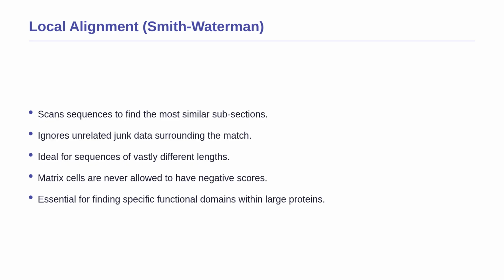But what if we are looking for a tiny needle in a massive haystack? Suppose you want to find one specific paragraph in a 1,000-page encyclopedia. You do not care about the rest of the book. This is where local alignment, using the Smith-Waterman algorithm, comes in. Instead of forcing sequences to line up from beginning to end, it scans them to find the most similar subsections, completely ignoring the unrelated junk data around the match.